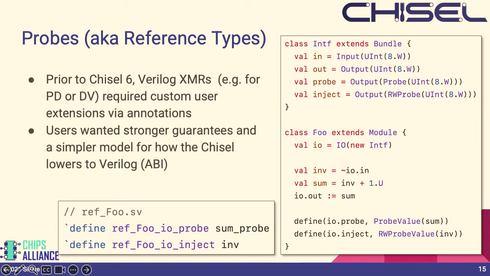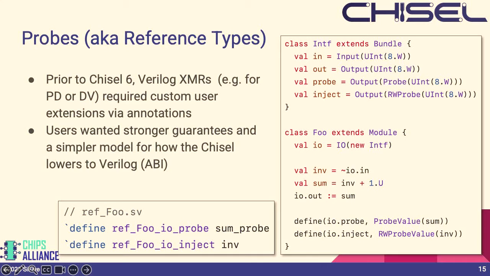Another thing is probes, which are also known as reference types or maybe XMRs. You need a way of talking about things that are not ports on your design. But in Verilog, with Verilog XMRs, that means every single signal in your design is part of your public API, right? It's like somebody's going to dot into it, and now you change it, and they're like, why did you break my verification stuff? And you're like, I just changed something.